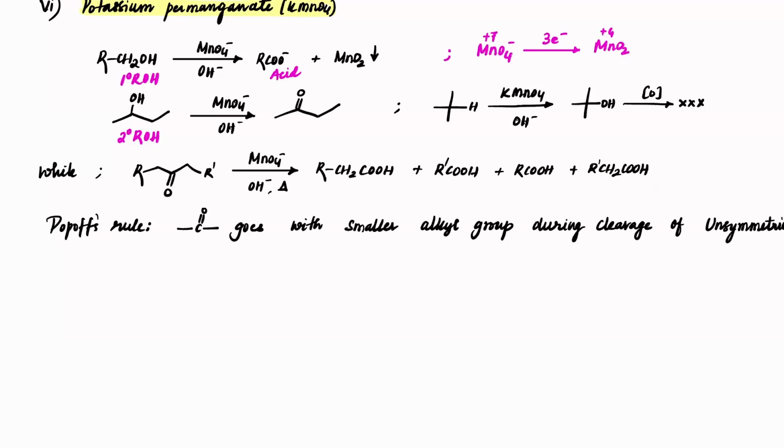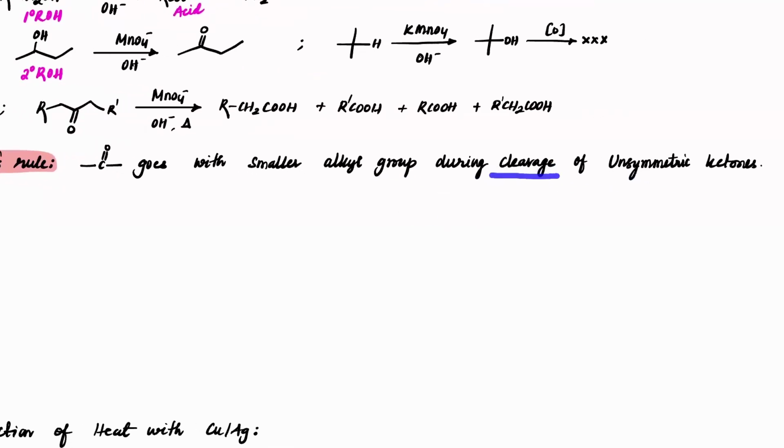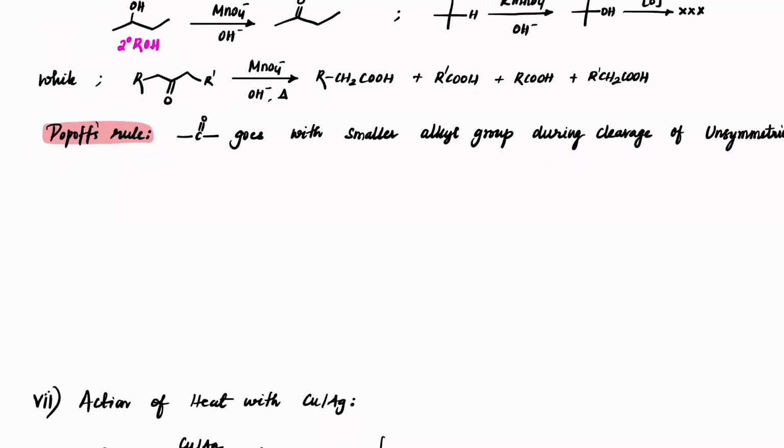Now, which is the major product and which is a minor product depends upon something called Popov's rule. Let's understand what Popov's rule suggests. According to Popov's rule, the ketonic double bond O will always go with the smaller group, and the cleavage will take place in that particular direction of unsymmetrical ketones. Let me show you with some examples here.